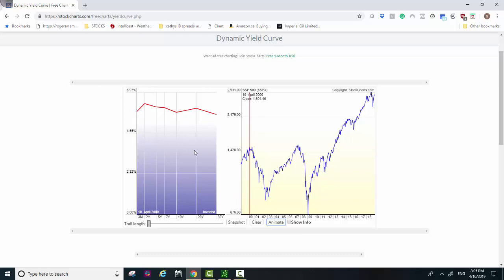Now, does that mean we go out and sell all our stock, back the truck up and buy all the puts we can? No, that's not what it means.